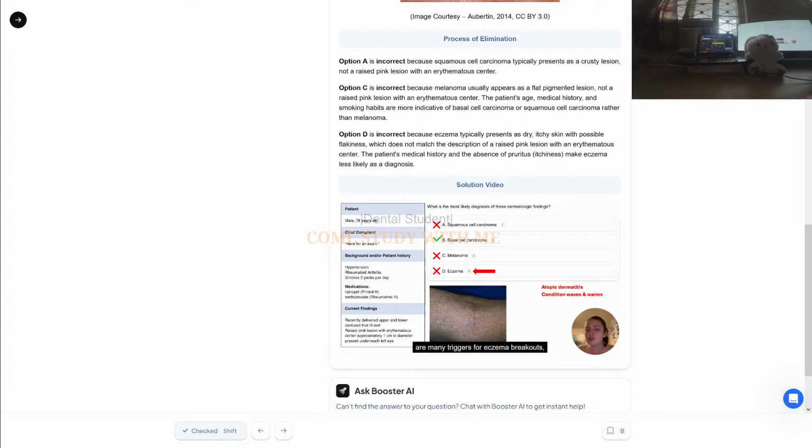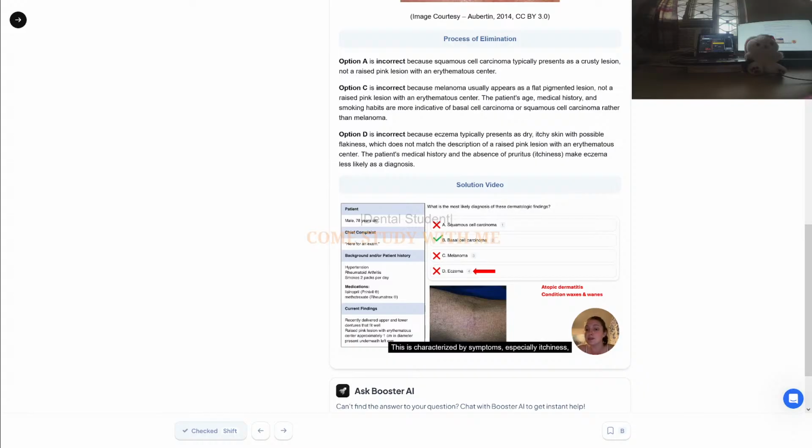There are many triggers for eczema breakouts, and the treatment usually depends on what physicians believe is causing a patient's specific eczema, so it's very individualized. Now, is this similar, and how is this different from basal cell carcinoma? These are both skin lesions, but that's about the only similarity. They're very different. This is a chronic condition that usually affects many body surfaces, in comparison to a solitary lesion that we see in basal cell carcinoma.